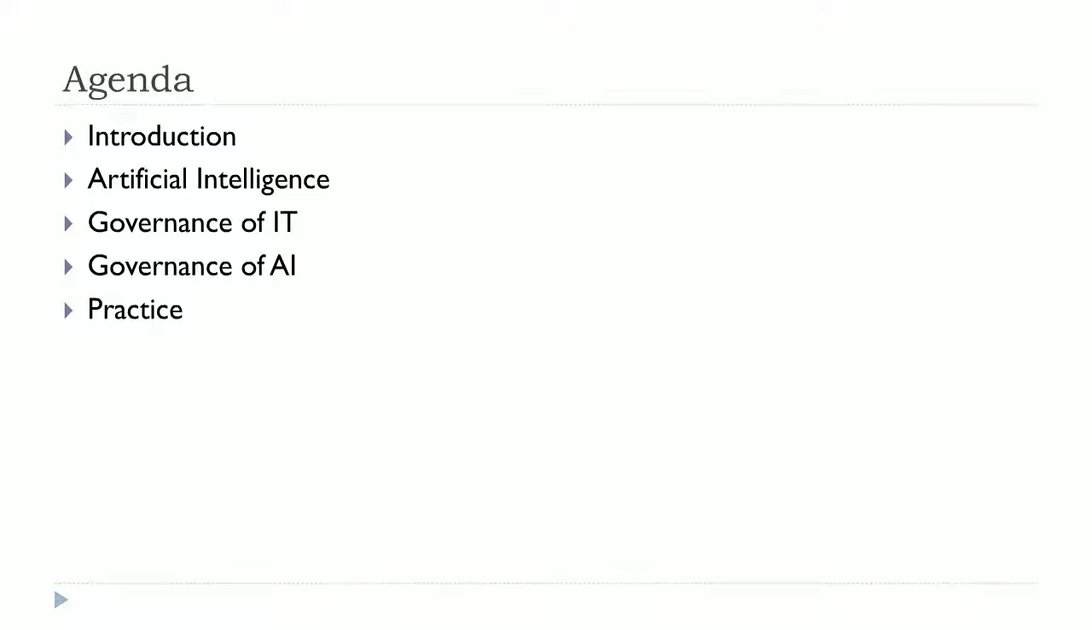The agenda today, after an introduction of myself, I will talk in general terms about artificial intelligence, in case you have missed other presentations about artificial intelligence in this series. Then I will introduce governance of IT, specifically around the ISO standards around that subject, and then apply that to artificial intelligence, so that would become governance of artificial intelligence. Then I'll make a step towards how to put this all into practice.